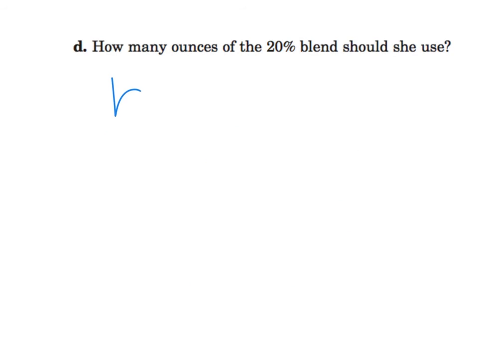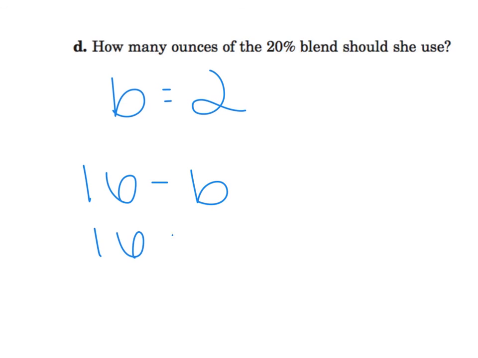Now, if we know B equals 2, we can go again to our chart and look in the slot for the 20% blend under ounces, and that will say 16 minus B. If we substitute 2 in for that B, we get 16 minus 2 to get 14 ounces of the 20% blend for our total.